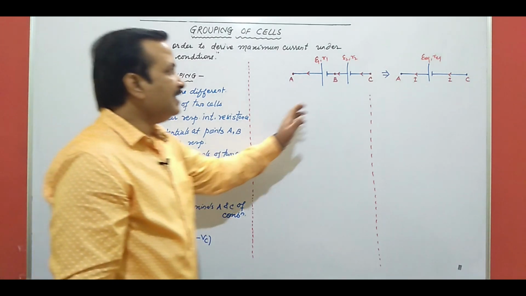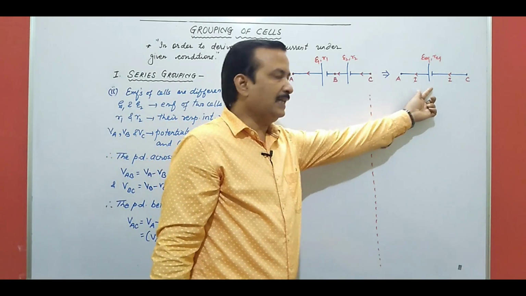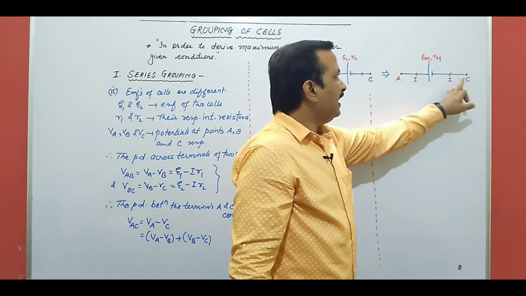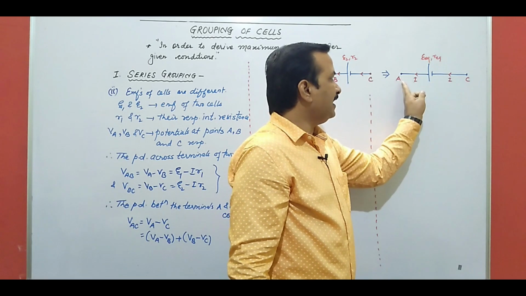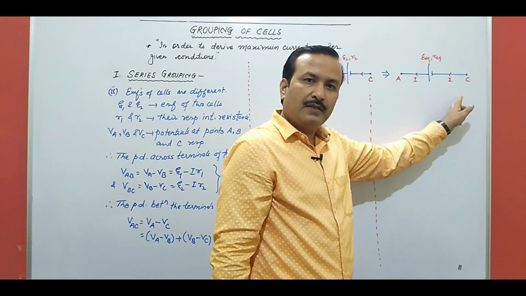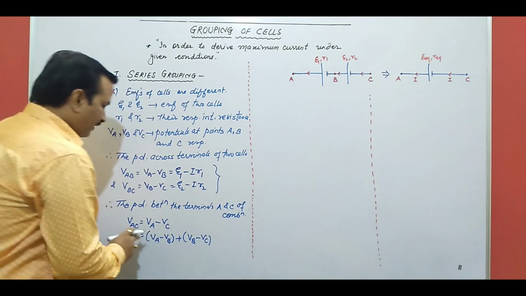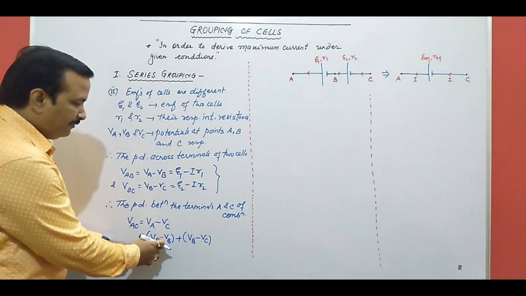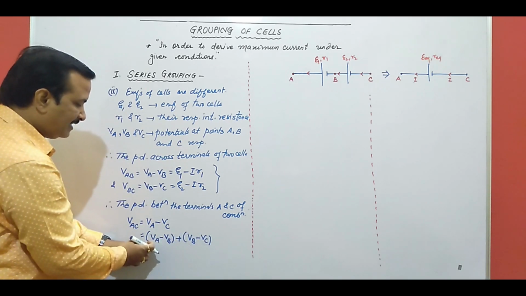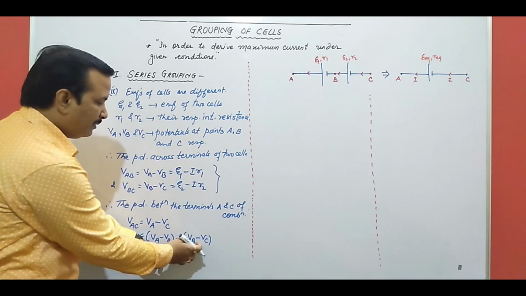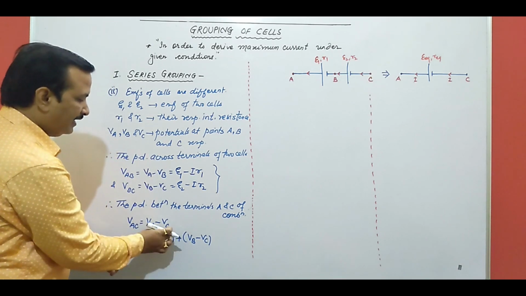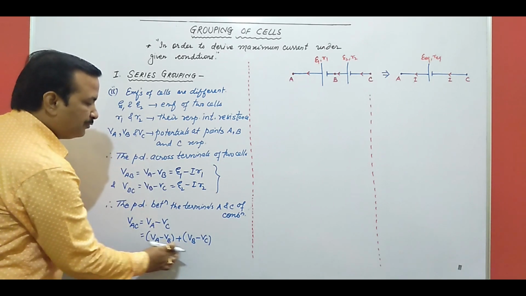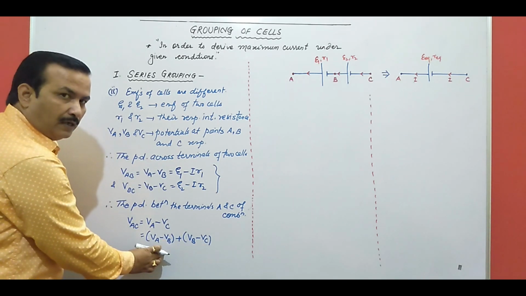If we replace these cells with the single cell, then you see the potential between the points A and C, that is VAC. Okay, so we can write VA minus VC. This VA minus VC we can write in terms of VB like this: VA minus VB plus VB minus VC. This VB VB will cancel and you will find this relation. Okay. Why we are writing like this? Because we have the values of these two parameters.